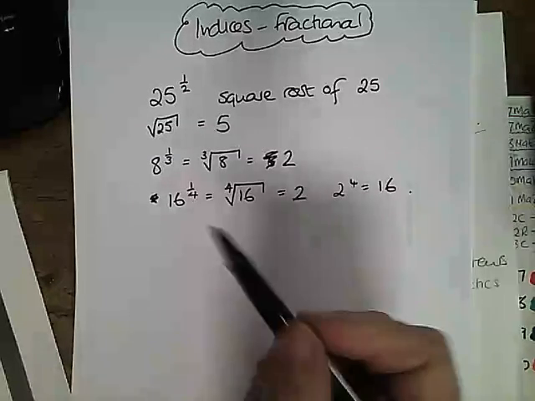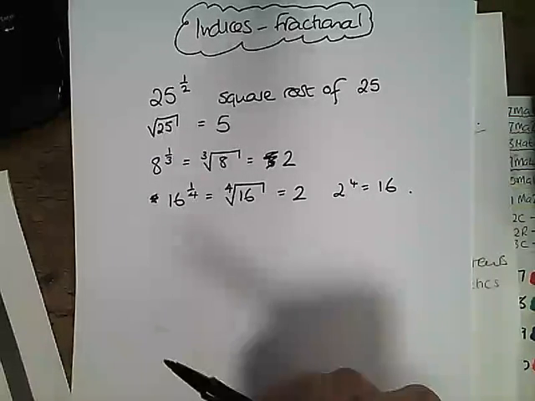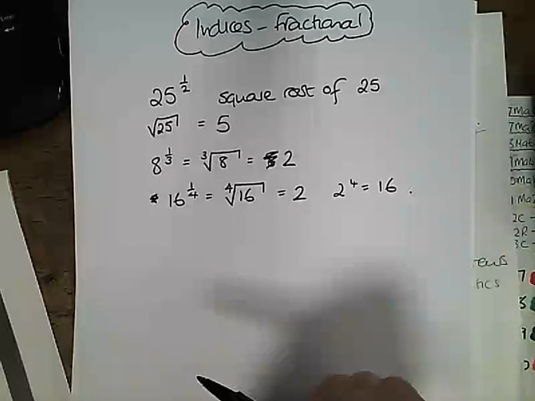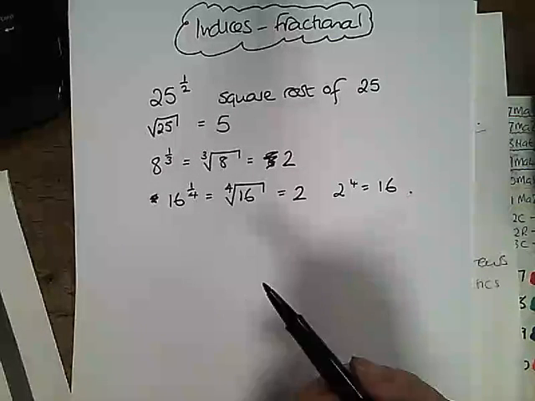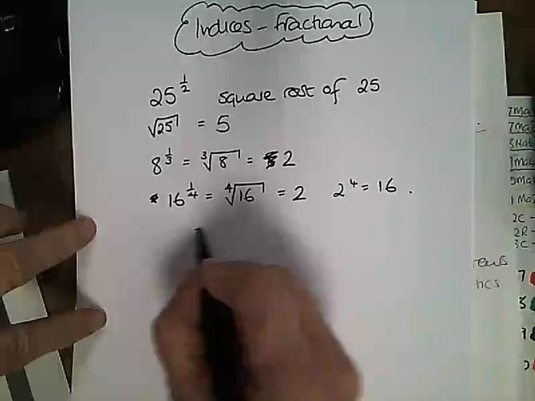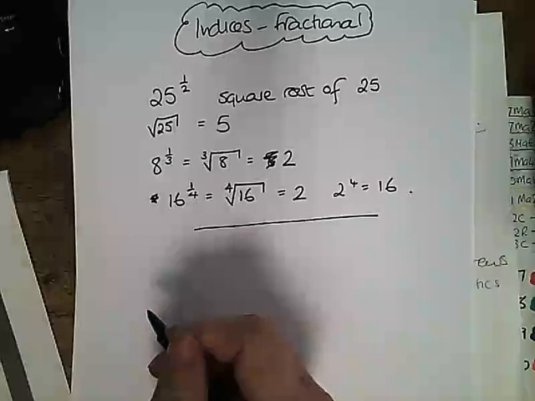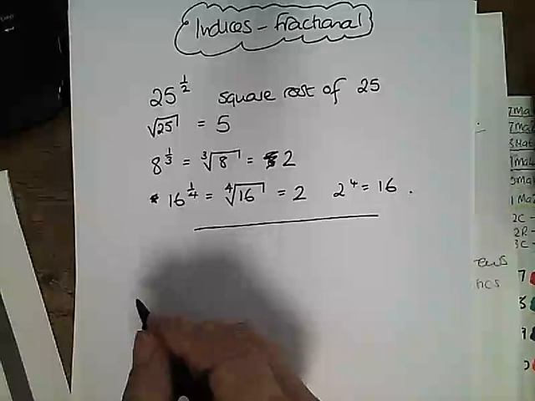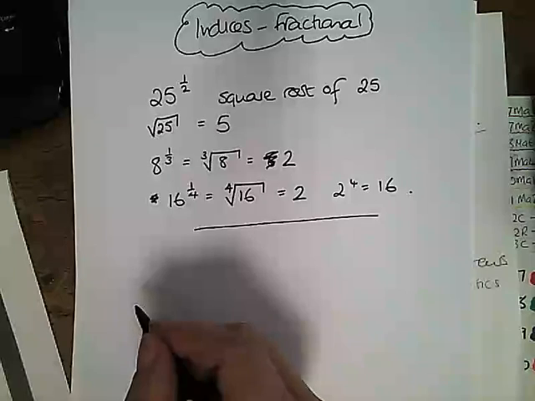So whatever the number on the bottom of the fraction is, that is the root that you are trying to find of the number. If there is a number on the top, then that tells us what we're going to do once we have found the root of the number.